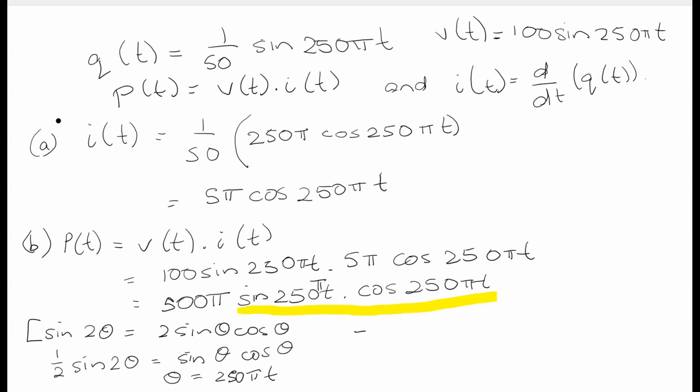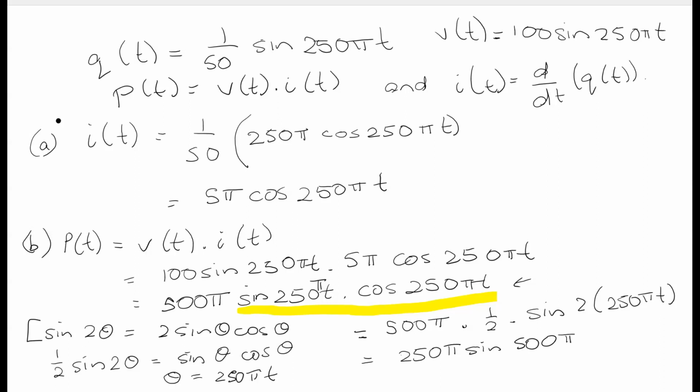So using that rule then, a half sine 2 theta equals sine theta cos theta. So we're now going to have the 500 pi's there, and instead of sine theta cos theta, we're going to call that a half times sine 2 theta, which happens to be 250 pi t. Then a half times 500 is 250 pi sine 500 pi t.